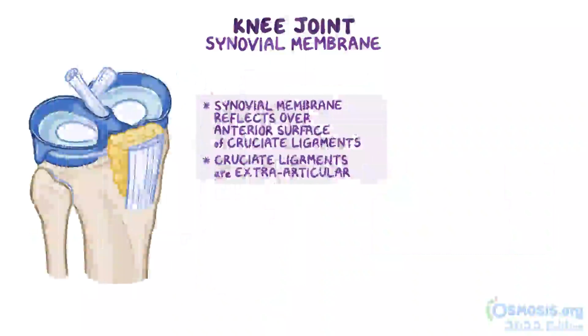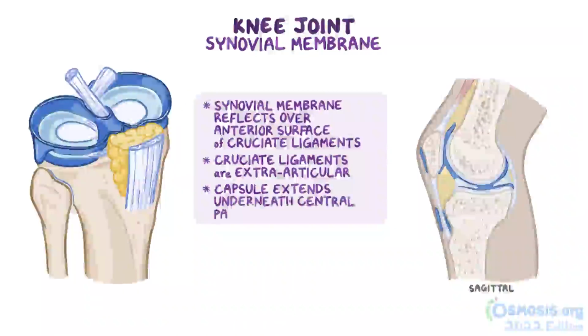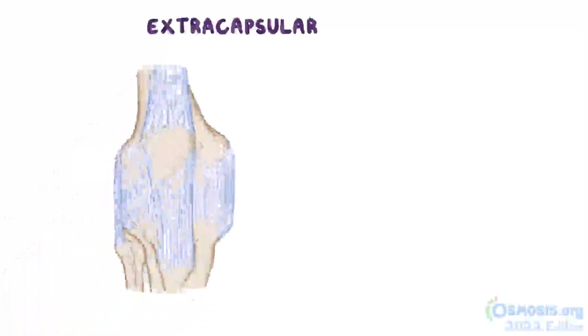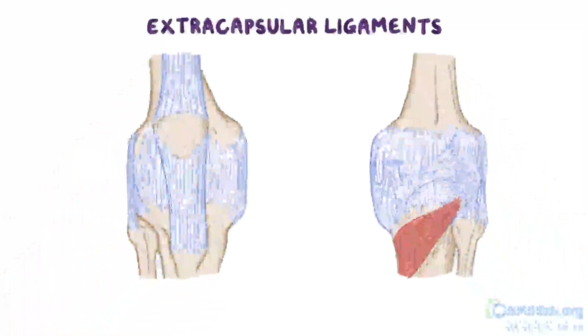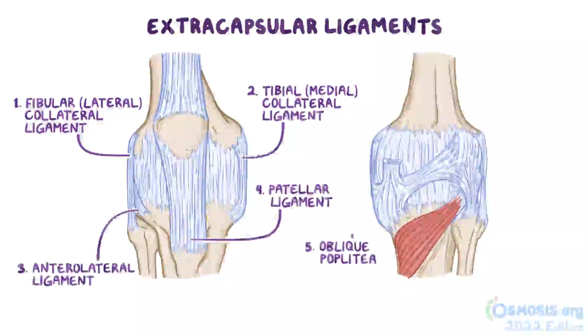Above the patella, the synovial membrane of the joint capsule extends underneath the central part of the quadriceps to continue with the synovial lining of the suprapatellar bursa. Now, the joint capsule is strengthened by 6 extracapsular, external, or intrinsic ligaments. These include the fibular or lateral collateral ligament, tibial or medial collateral ligament, anterolateral ligament, patellar ligament, oblique popliteal ligament, and arcuate popliteal ligament.